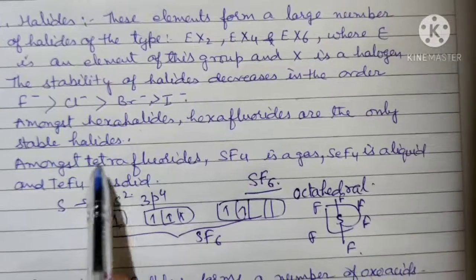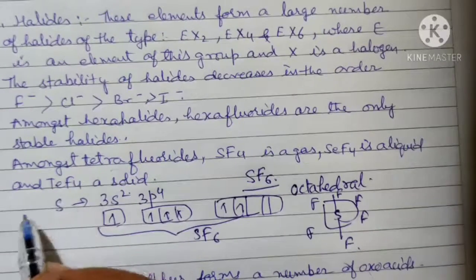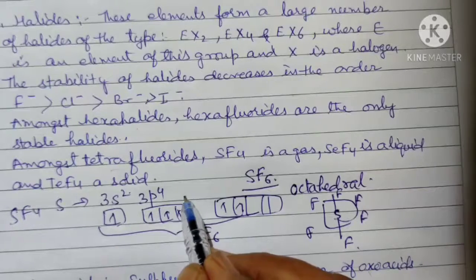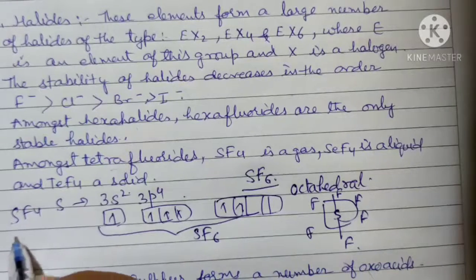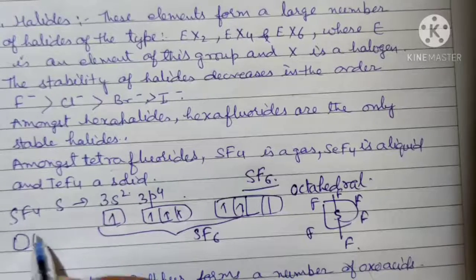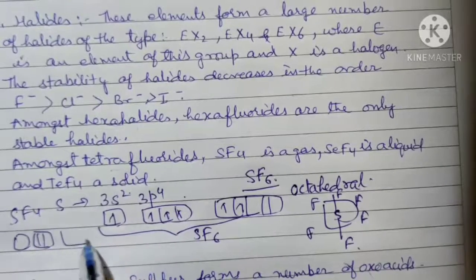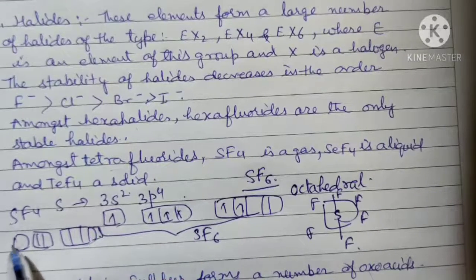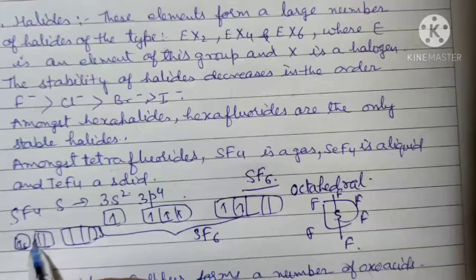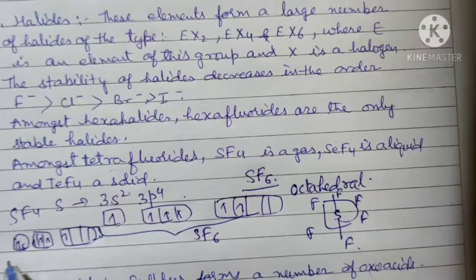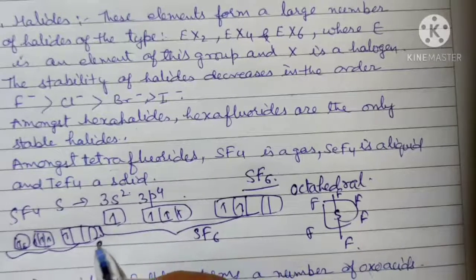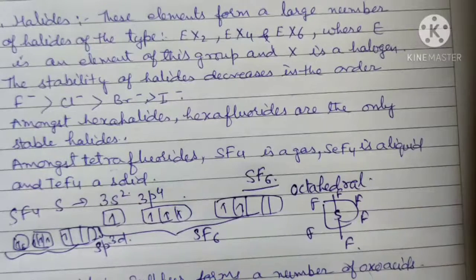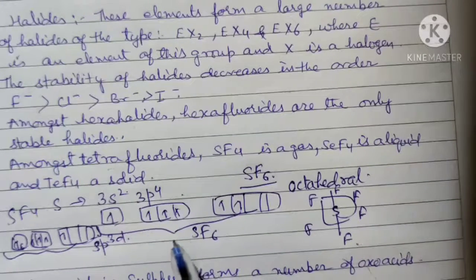When we talk about SF4, in SF4 only 4 bonds are formed. So when 4 bonds are formed, then in the excited state only one pair will be moved from here. So one pair will be present in the s orbital. Now 5 orbitals will be needed and the hybridization will be sp3d. So this will be trigonal bipyramidal.